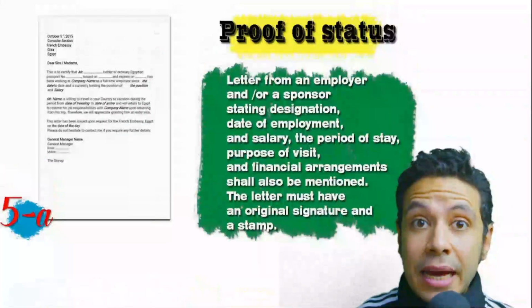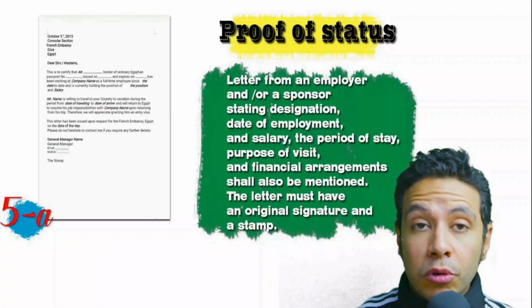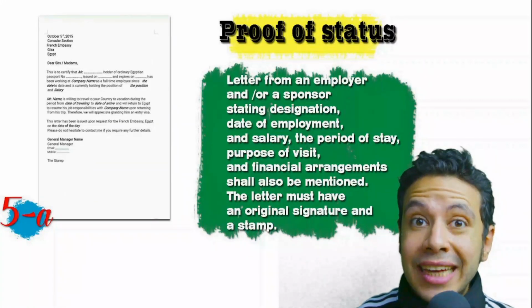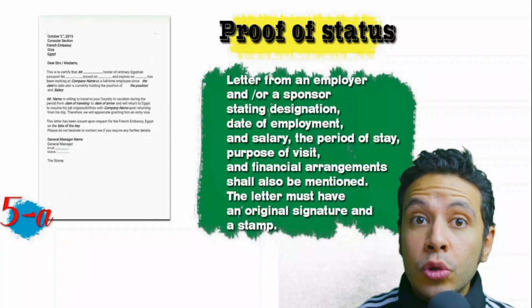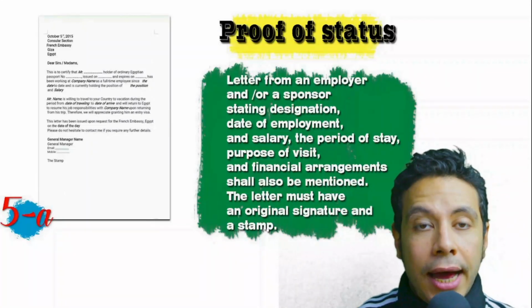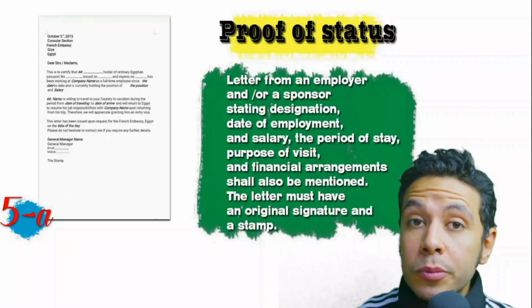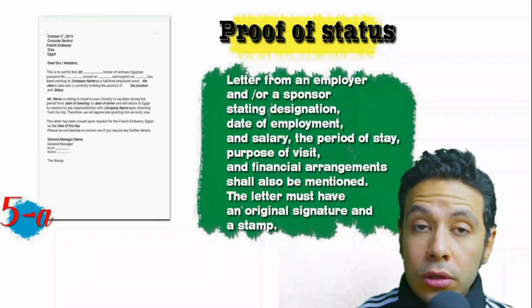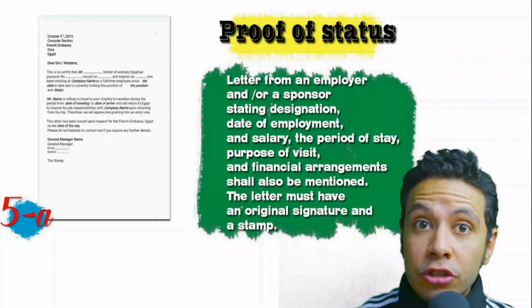In most of the visa application processes you will be required to provide a proof of status. For example, if you are an employee, you will have to provide a letter from your employer or from your HR department, mentioning your name, your work detail, and your salary. And both address and contact numbers should be mentioned also in that letter. And all letters must have an original signature and a stamp.